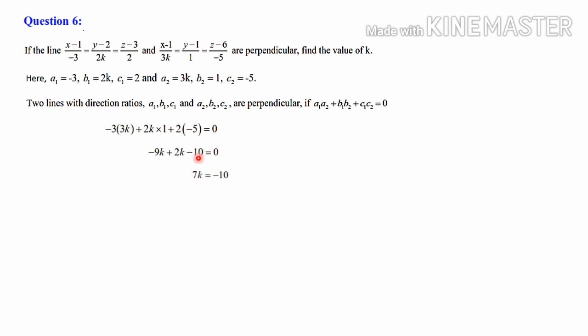Right, left side it is minus 10. So from here we can calculate the value of k. K is equal to minus 10 by 7. So this is the value of k. Next we shall discuss question number 7.